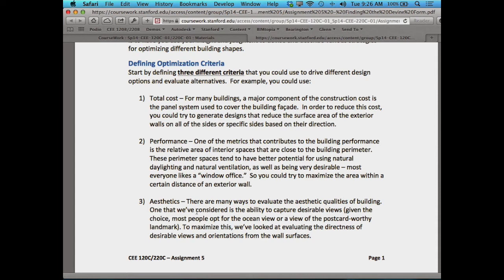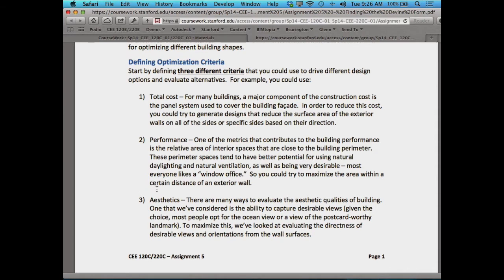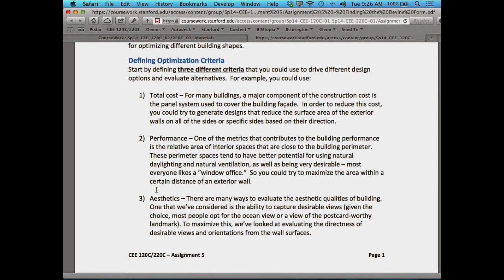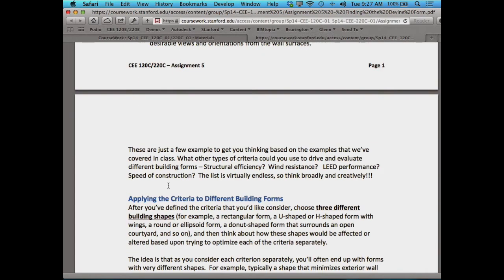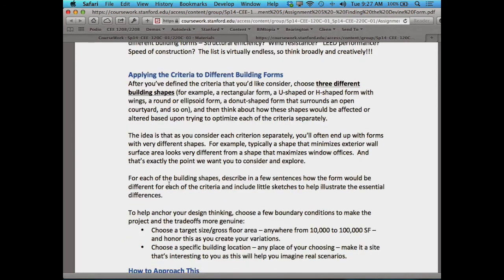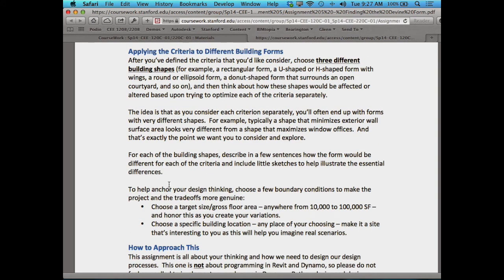Okay, and the idea is to really say that for these different criteria, have some rubric of really what is going to be a better performing and a worse performing shape or form for each of those different criteria. And then go through and just really illustrate how that would apply in different forms. So the idea is to choose some different shapes and then sketch out what a building would look like if it was optimized for each of those different criteria.